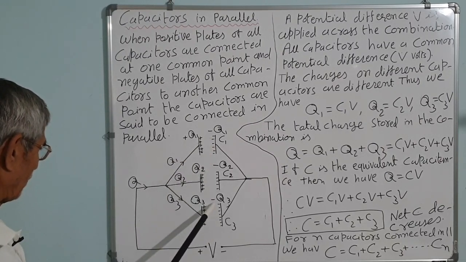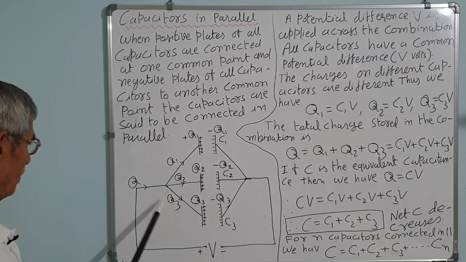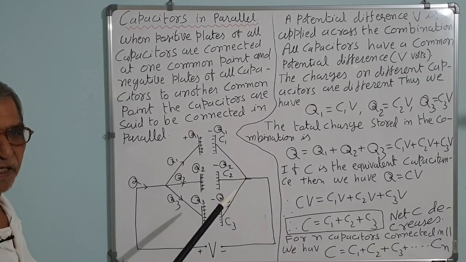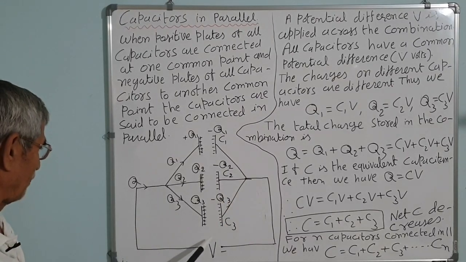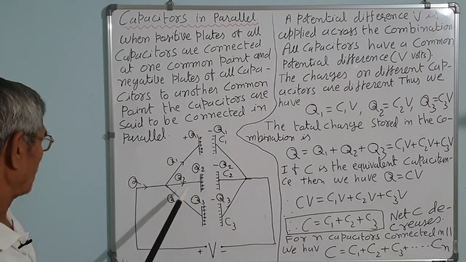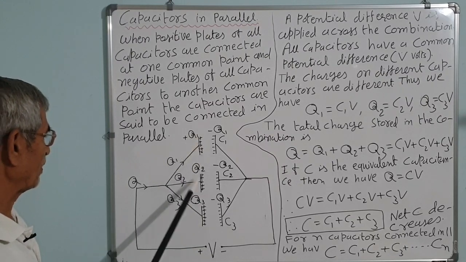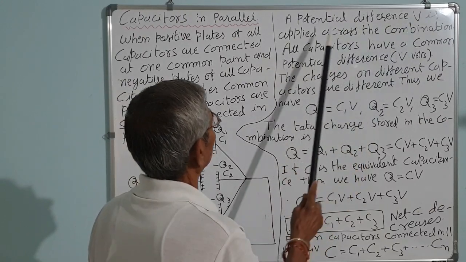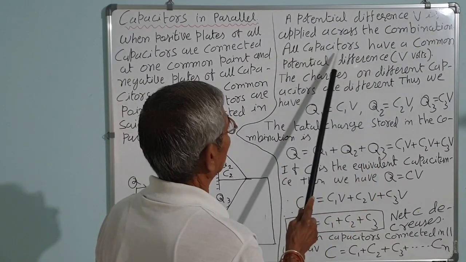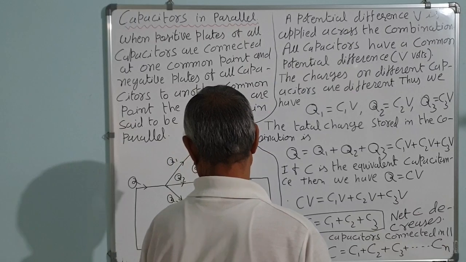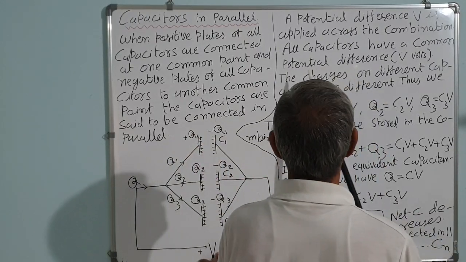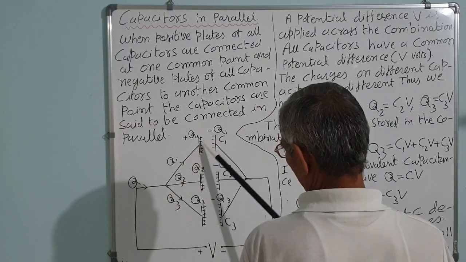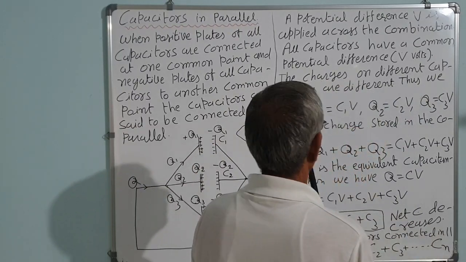The capacitors are different. Potential difference is same here, correct. Unlike in the case of the series combination, where potential differences are different and charges are same, here charges are different, potential difference is same. Correct. So when the charges are different, we will calculate the charges. The potential difference V is applied across the combination. All capacitors have a common potential. They have common potential V, which is applied by the battery. The charges on the different capacitors are different.